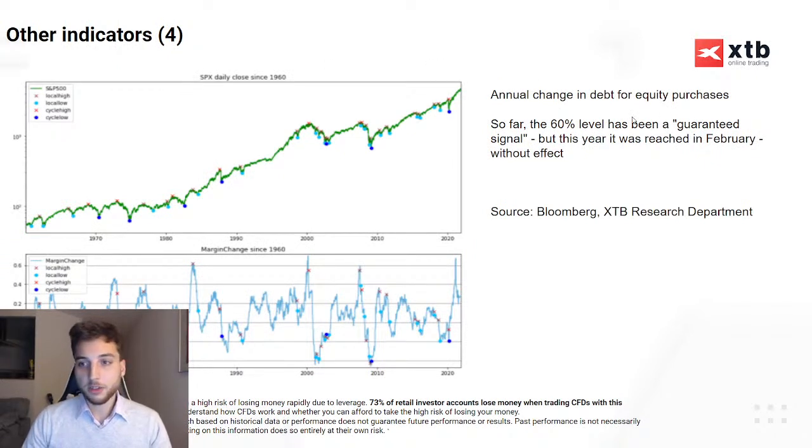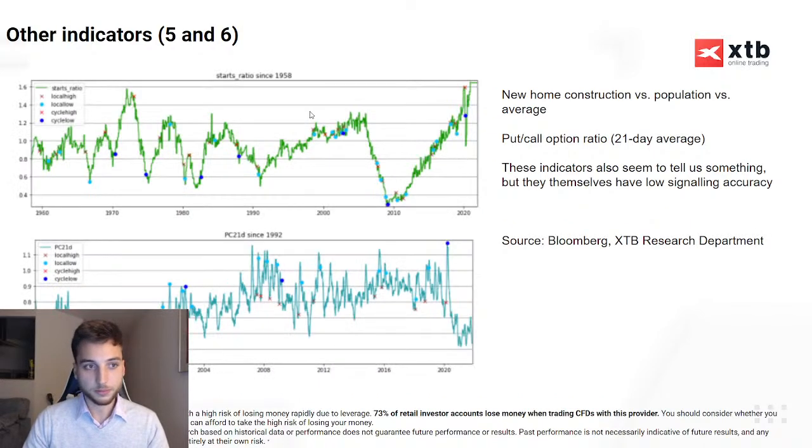Annual change in debt for equity purchases as well. So far, the 60% level has been a guaranteed signal, quote unquote. Nothing is guaranteed, but this year it was reached in February without effect. Again, once we are using indicators, they're not predictors. They are something we can use. Well, I would consider them more of a confirmation, but again, as we can see, we could have something that is traditionally guaranteed, and yet at this point in this market, we are seeing it not be guaranteed.